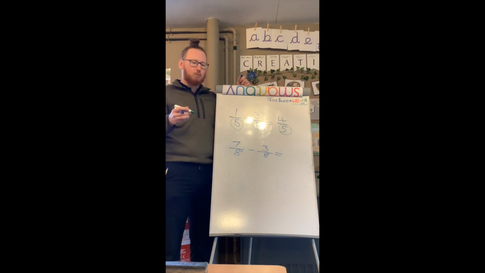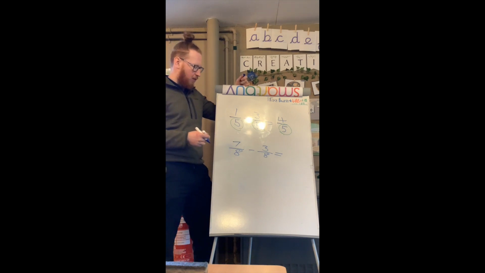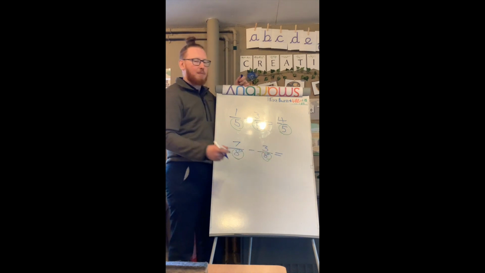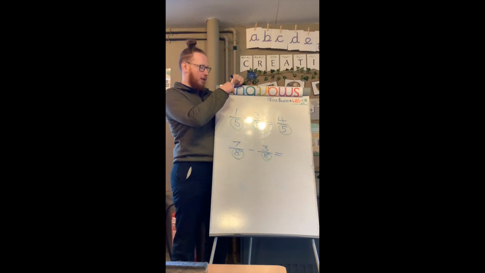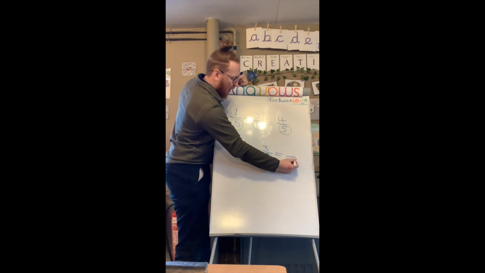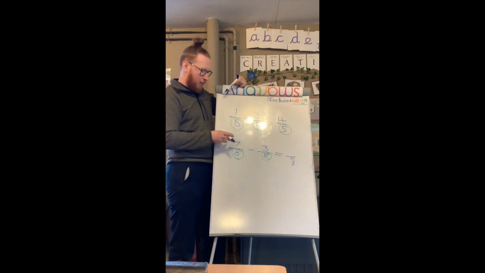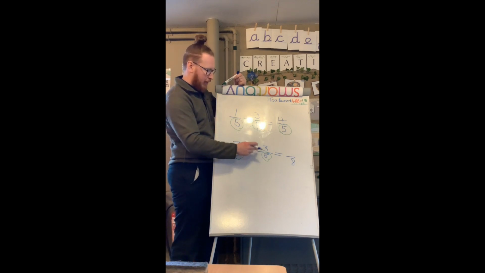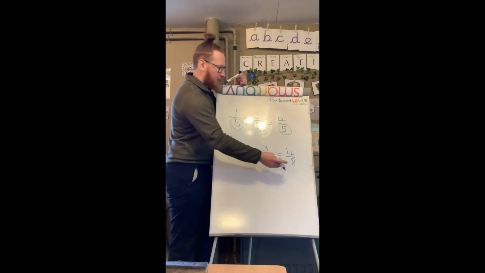Looking at subtracting fractions again, because my denominators are the same, that means I don't really need to worry about those. That is still going to be over 8 at the bottom, and then I can just look at my numerators along the top. 7 take away 3 is 4.